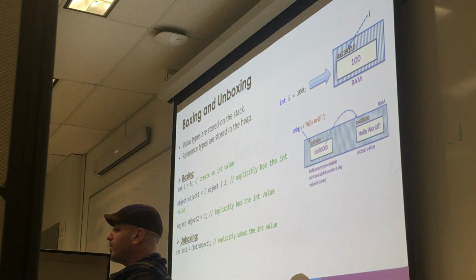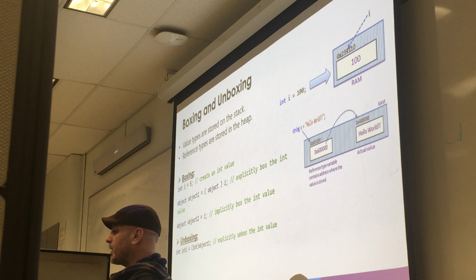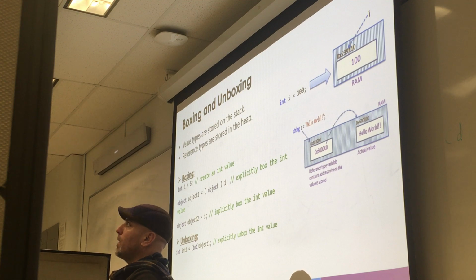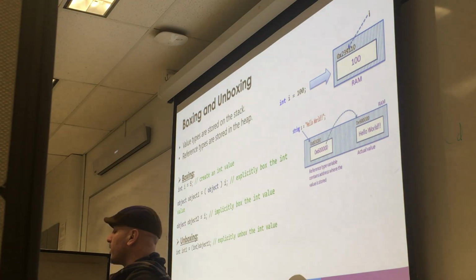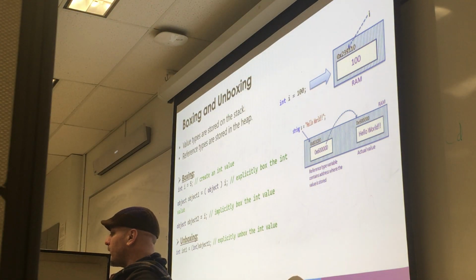Primitive data type, when we declare int i equal 100, we make a space in the memory and put 100 inside it. Okay, this space has an address. In reference data type, it's different. We create a pointer, and this pointer references what? The space where the value is located.